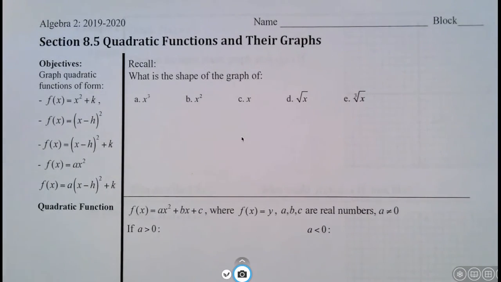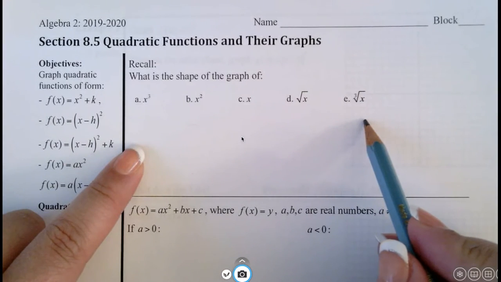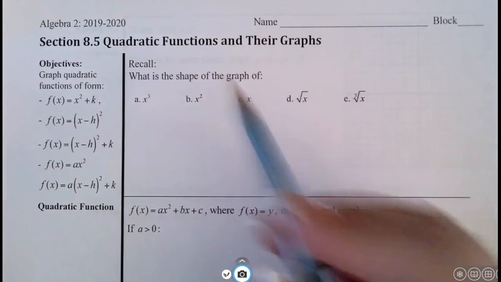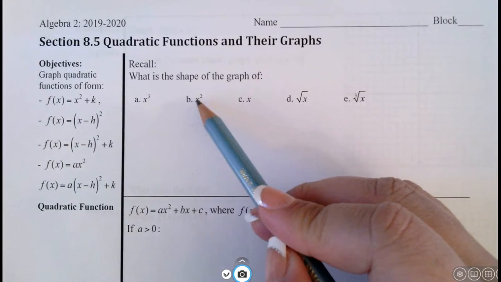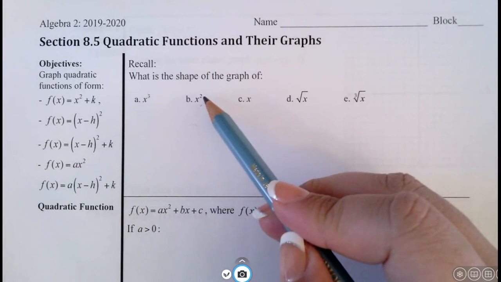The first thing that we're going to do is look at remembering some of the graphs that we've talked about before. Some of these we talked about last semester. And then we're going to look at specifically graphing quadratic equations. So if we're looking at our examples here, A, B, C, D, and E, only one of these is quadratic. Specifically, only B is quadratic because it's x to the second power, and that's what we said makes something quadratic, is that its highest degree is 2.